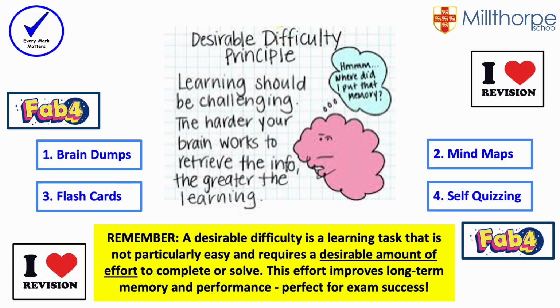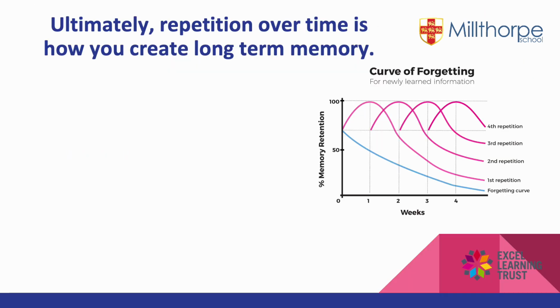So those are our Fab 4 revision strategies, and remember that they have been chosen because research has shown us that they enable students to achieve that desirable difficulty. As it says on the graphic here, learning should be challenging. The harder your brain works to retrieve the information, the greater the learning. Ultimately though, it's repetition over time that helps you to create long-term memory. These Fab 4 revision strategies will not work if you just leave them to the night before the exam. So this idea of making sure that you repeat a little and often over time is really the way to achieve success.